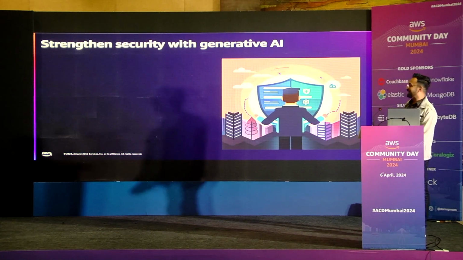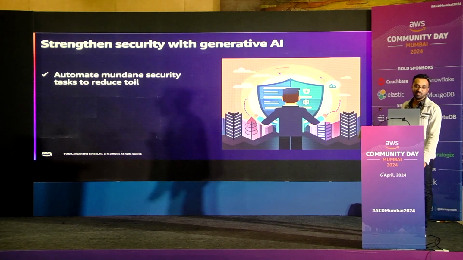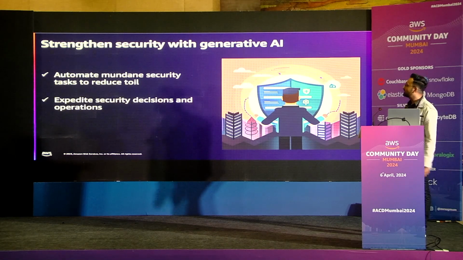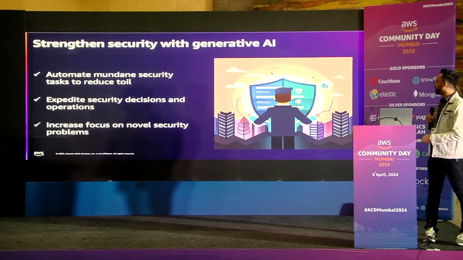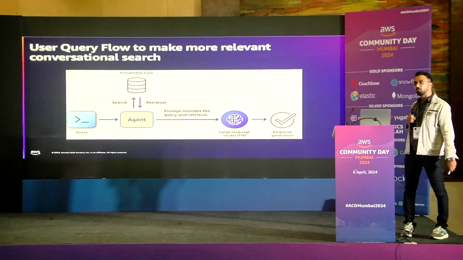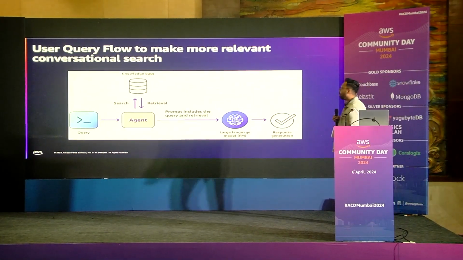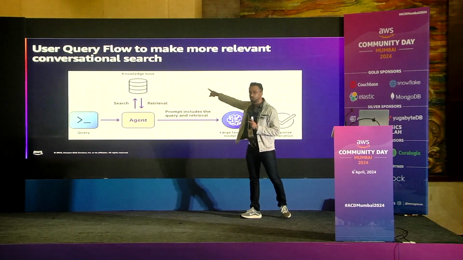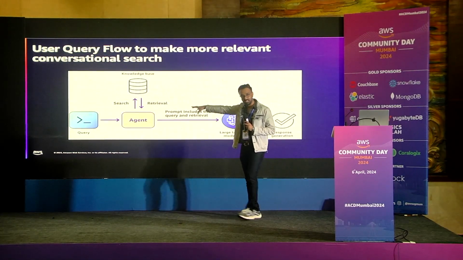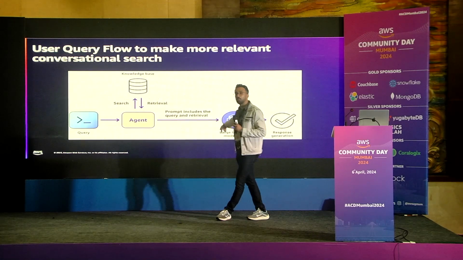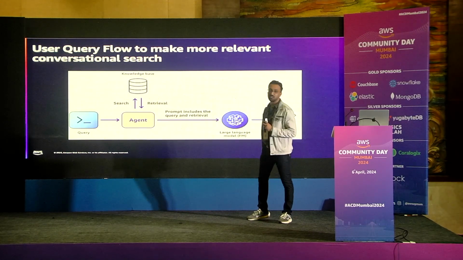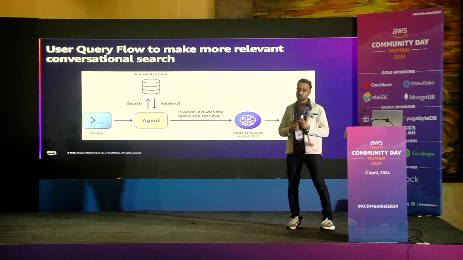Well, before we jump into the demo, there is one slide. We want everything to be automated. We want to expedite the security decision and operations, and our focus is on novel security problems. So this is how my agent is going to work. We are going to fire a query to it. It is going to check in the knowledge base. If there is data, it is going to answer that. If there is no data, it's going to check my LLM model, and after that, it's going to generate a response for me. This is how it's going to work.